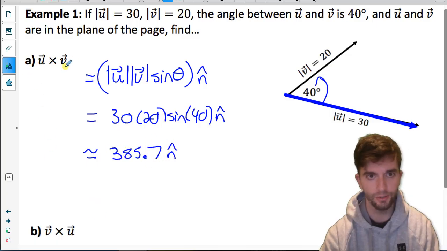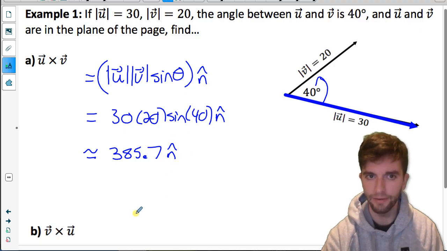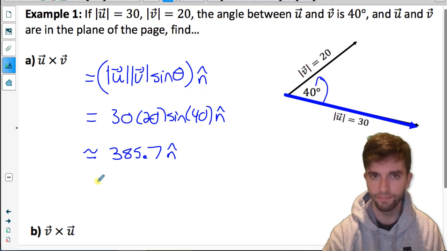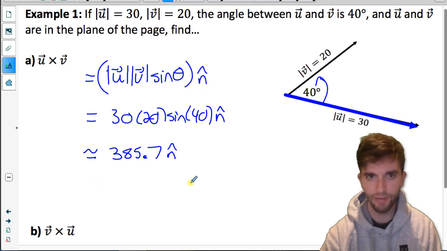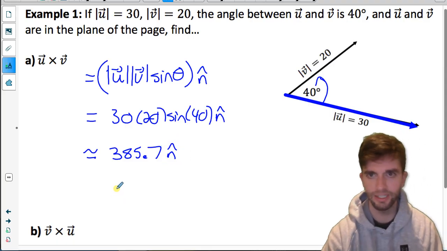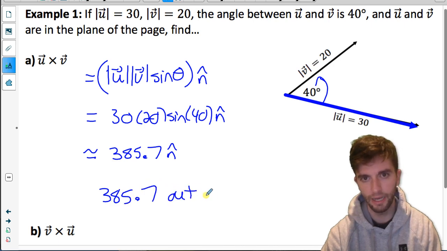So the cross product u cross v would be 385.7 times unit vector n. So that's a vector that's perpendicular to u and v with a magnitude of 385.7. And another way of describing the direction of this, instead of writing it as positive unit vector n, we could say out of the page. So we could say u cross v is 385.7 out of the page.